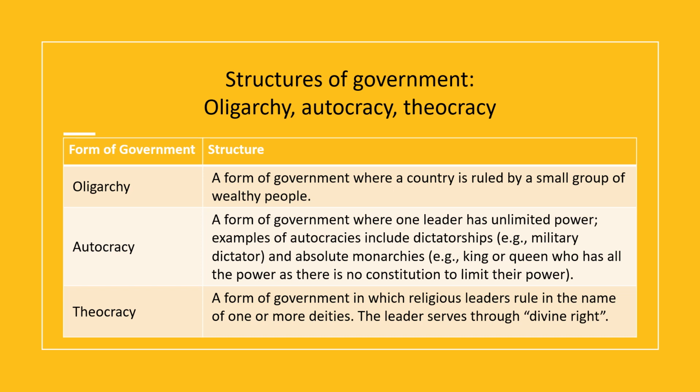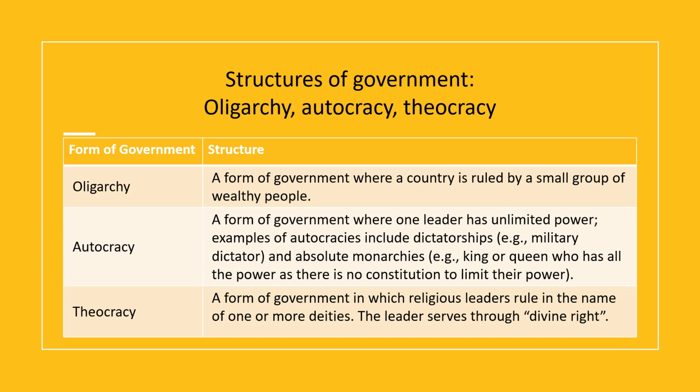In an autocracy, this is a form of government where one leader has unlimited power. And examples of autocracies include dictatorships, including, for example, a military dictator, and absolute monarchies. These are monarchies where the king or queen, who has all the power, has that power because there is no constitution to limit their power.